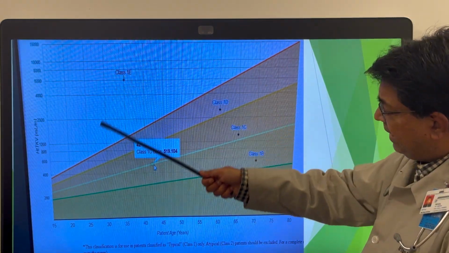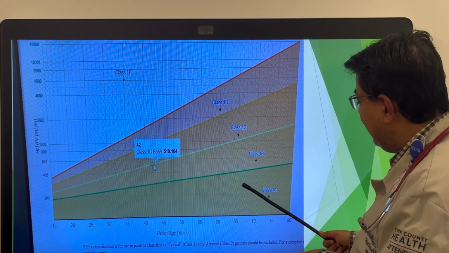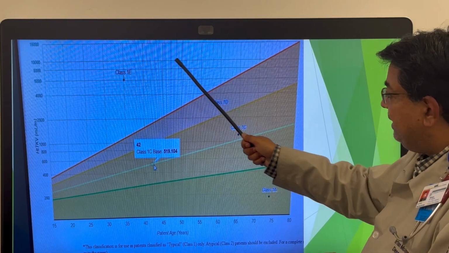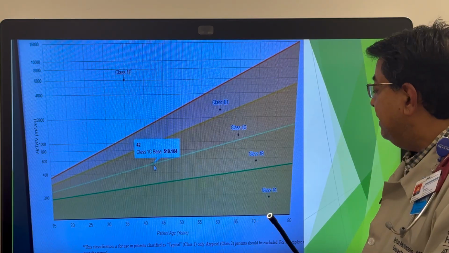This is how the classification looks. Class 1A and Class 1B are not indications for tolvaptan, and if they're in Class 1C, 1D, or 1E, then you should start tolvaptan. Next slide.